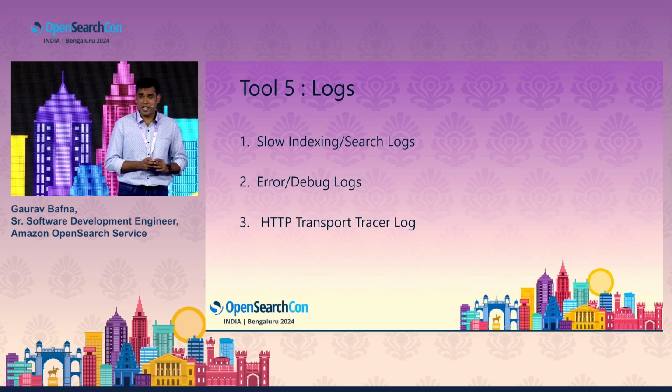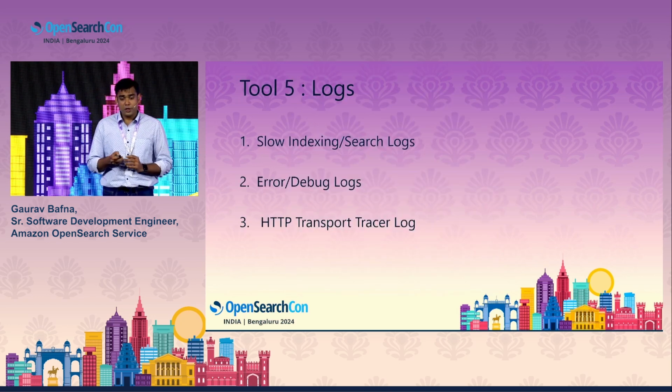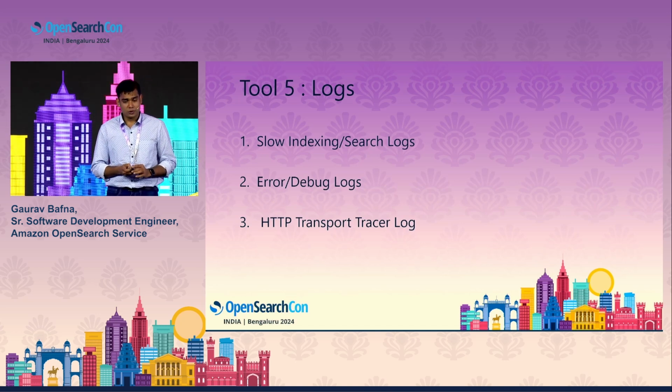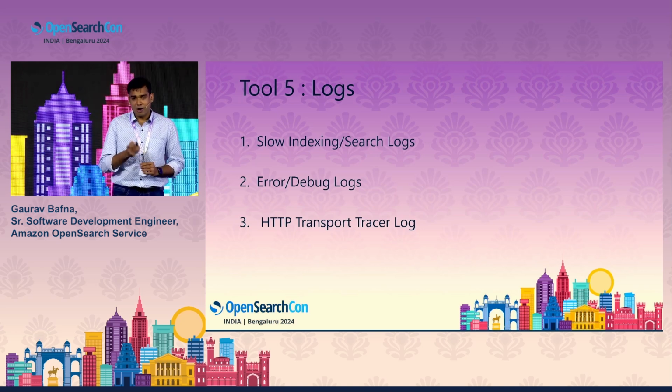The third option is the HTTP transport tracer log. Here, you can specify your index patterns, and then any request corresponding to that index pattern comes, it will log for that specific request. So these are all the tools I had.